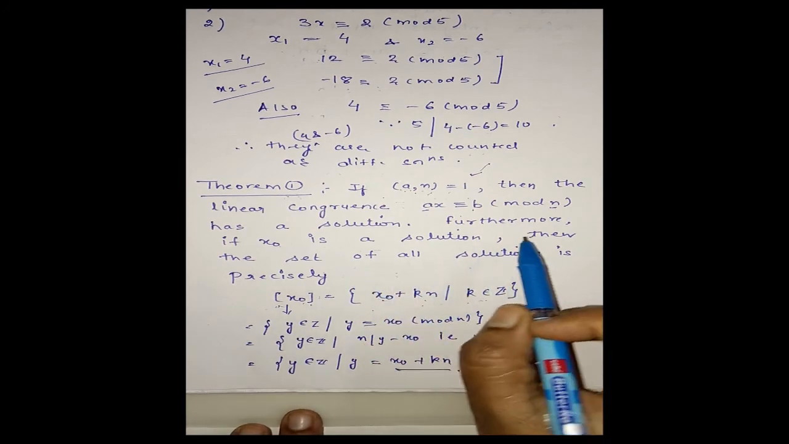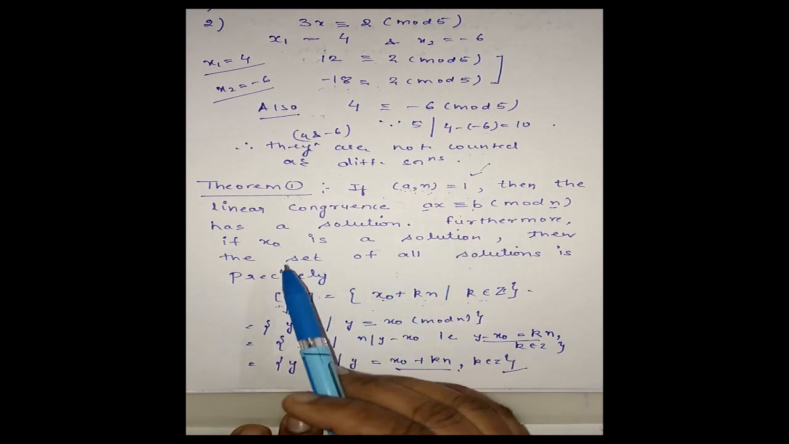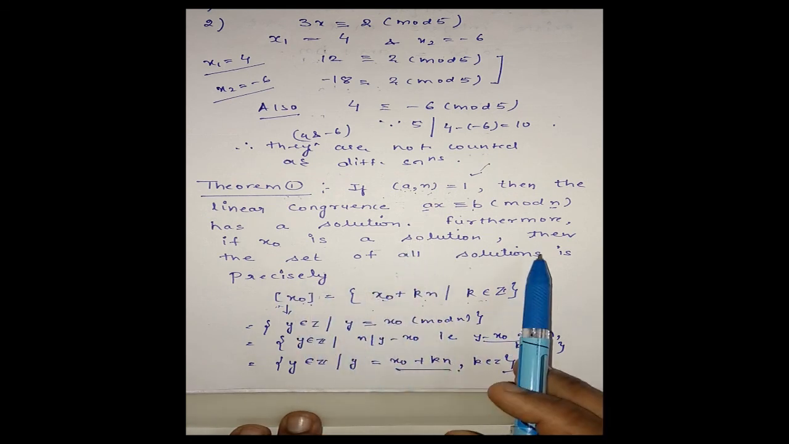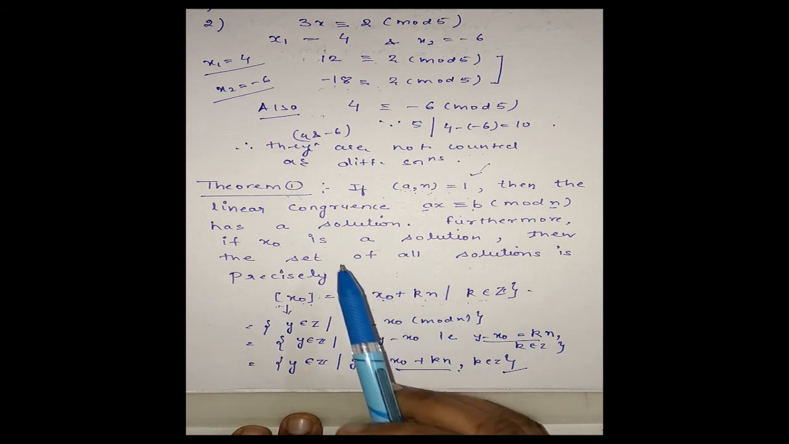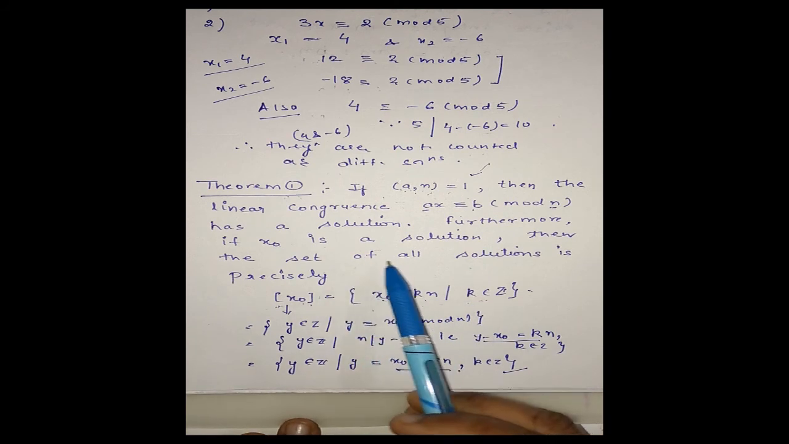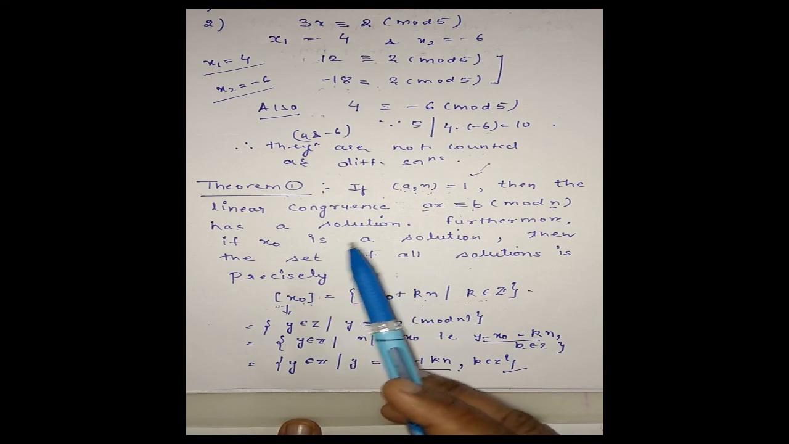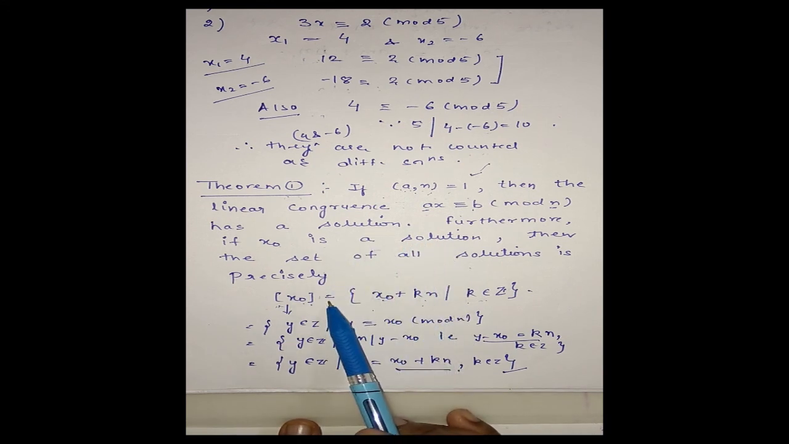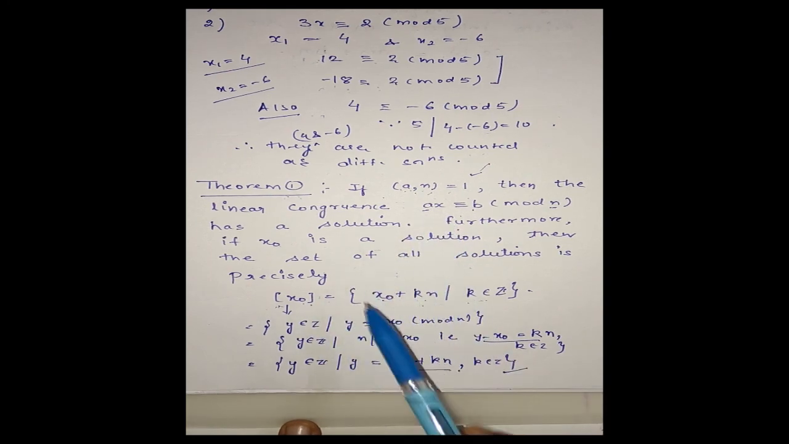And in the second step, we will prove that if x0 is a solution, then the set of all solutions is precisely this set. Means here we will follow: if y belongs to this set, then y is a solution, and if y is a solution, then y will belong to this set, vice versa. These steps we will follow in order to prove this theorem. Okay.